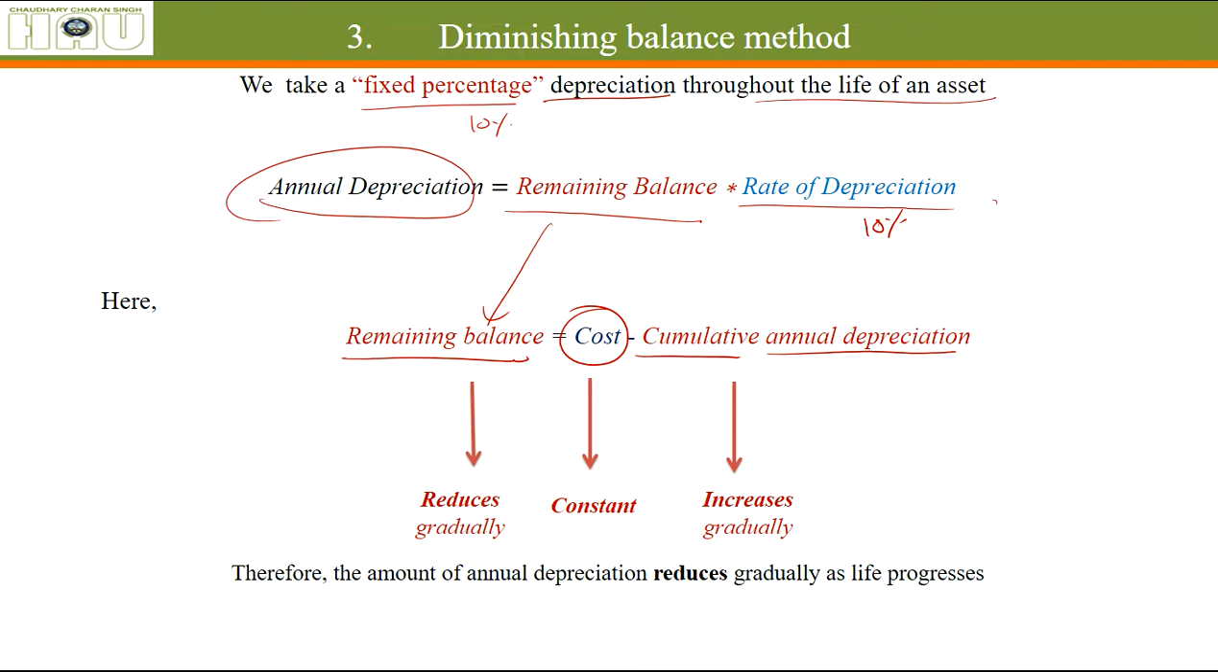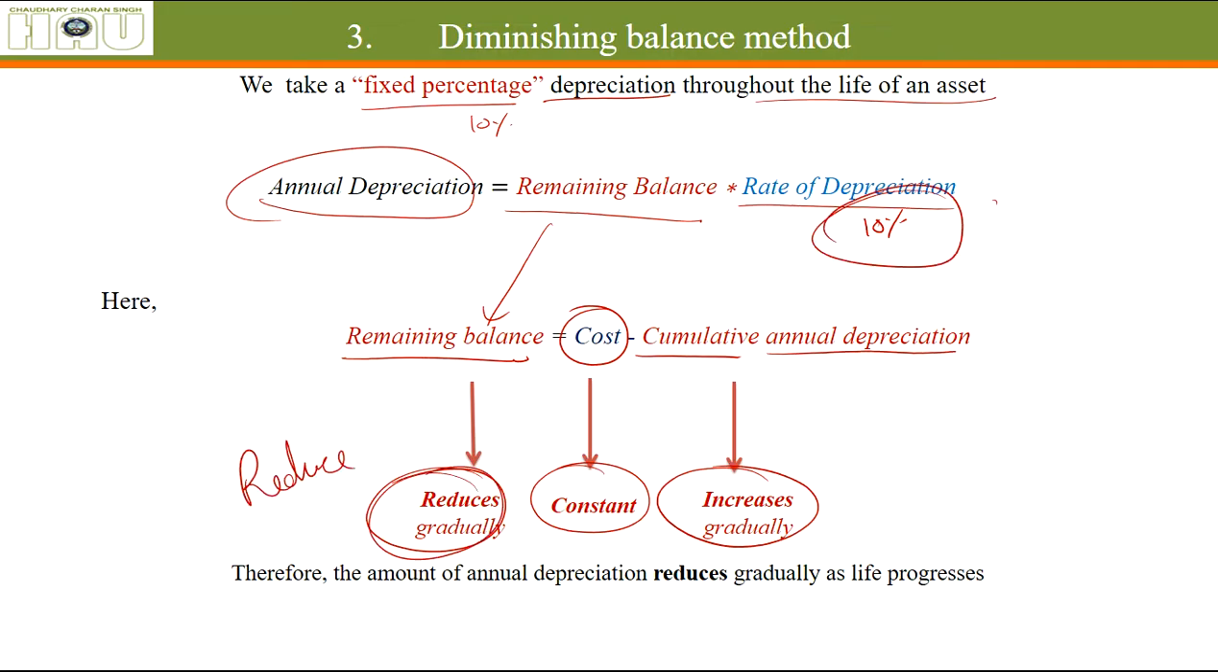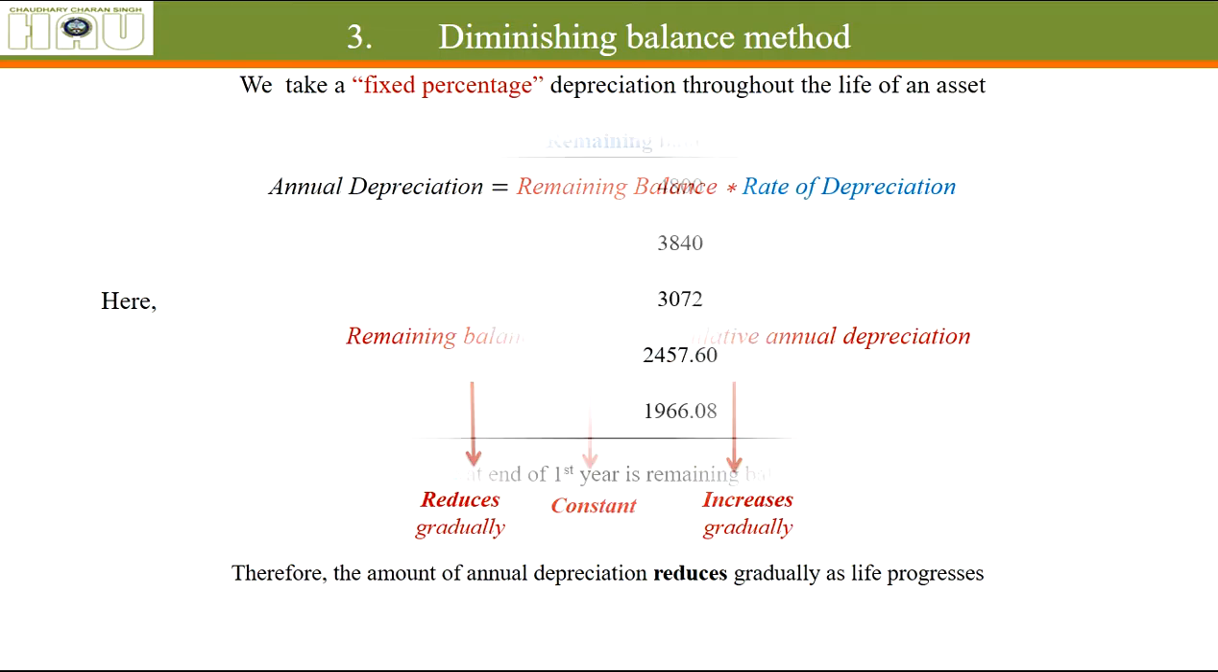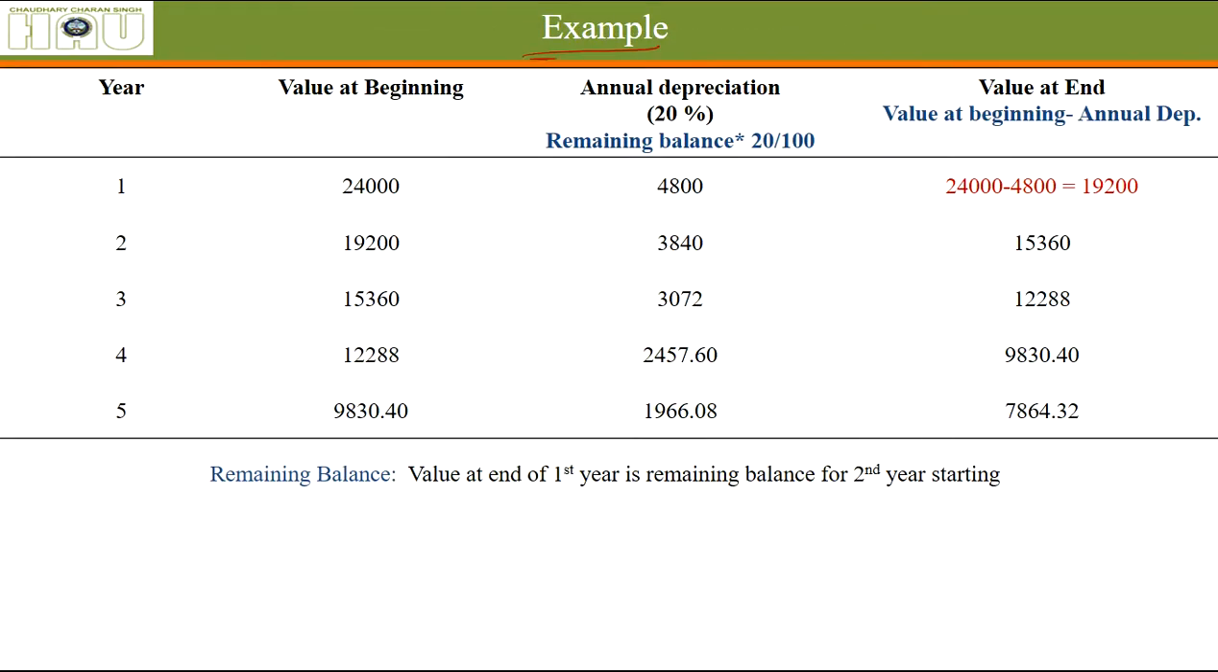So the cost remains constant. Cumulative annual depreciation will keep on increasing gradually because depreciation amount will keep on adding, so remaining balance will also keep on reducing gradually. This reduces, this keeps the same, so annual depreciation will reduce annually, as I said in the earlier slide. There is an example right now.